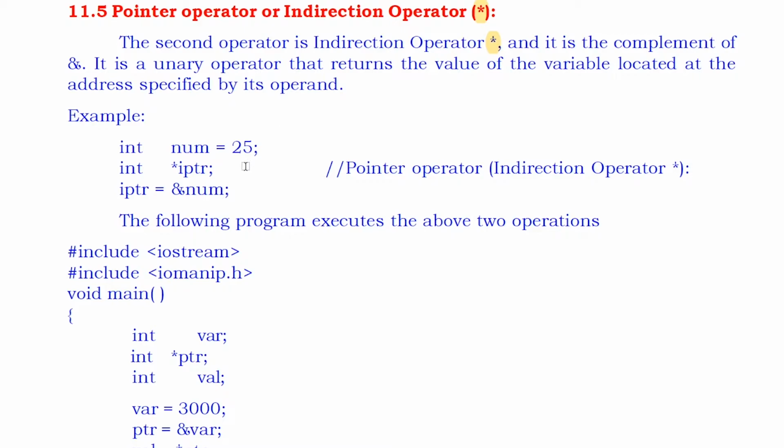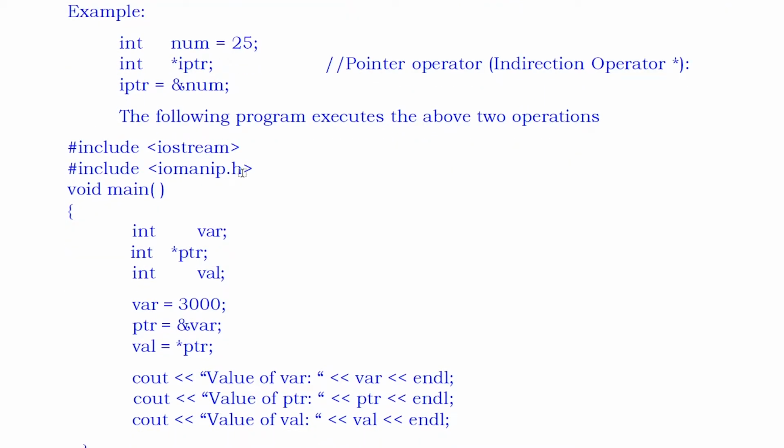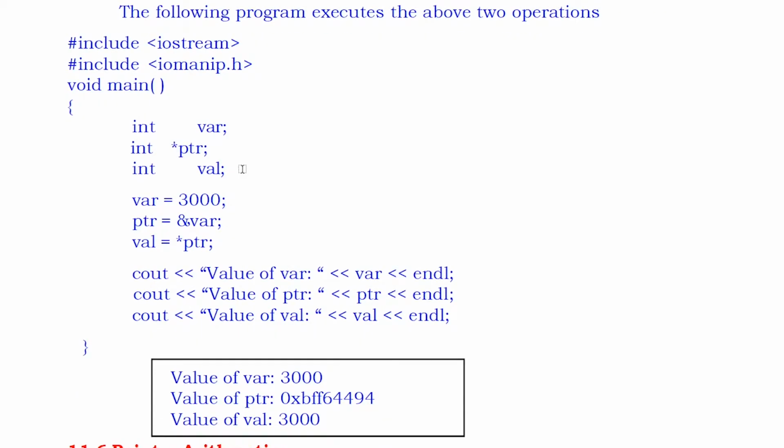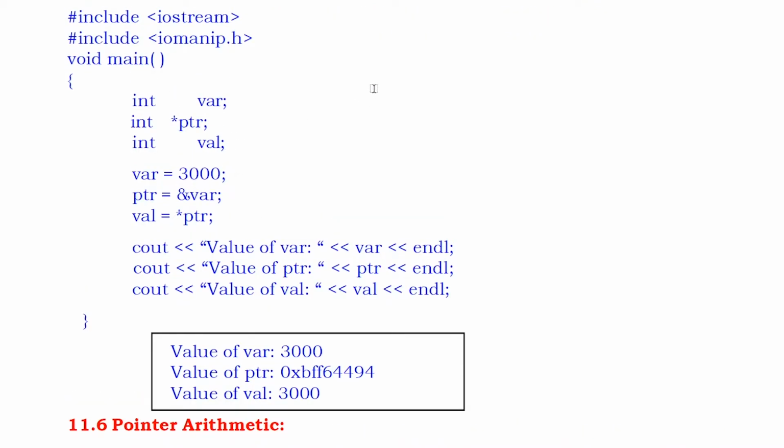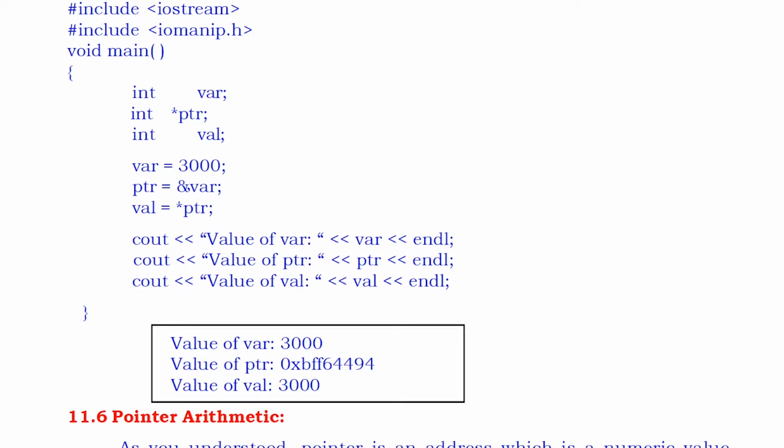You can see a programming example here, a simple program. We declare a variable, no problem. Just a normal variable, and we declare a pointer variable, and also one more variable, value. These two are normal integer variables. This is a pointer which can store the address of an integer type variable. We assign var the value 3000, and the address of var, which is created, is copied to ptr.